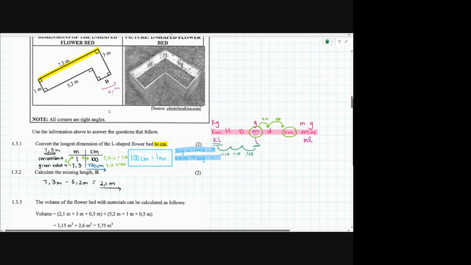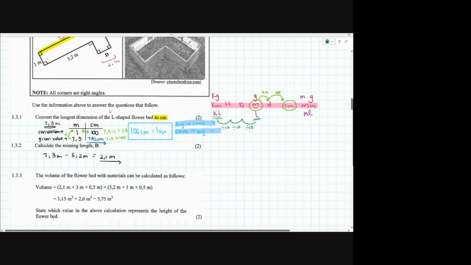All right. 1.3.3 says the volume of the flower bed with materials can be calculated as follows. Volume equals 2,1 meters times 3 times 0,5 plus 5,2 meters times 1 times 0,5 meters, which is equal to 3,15 meters cubed plus 2,6 meters cubed, which is 5,7 meters cubed. Show which value in the above calculation represents the height of the flower bed.